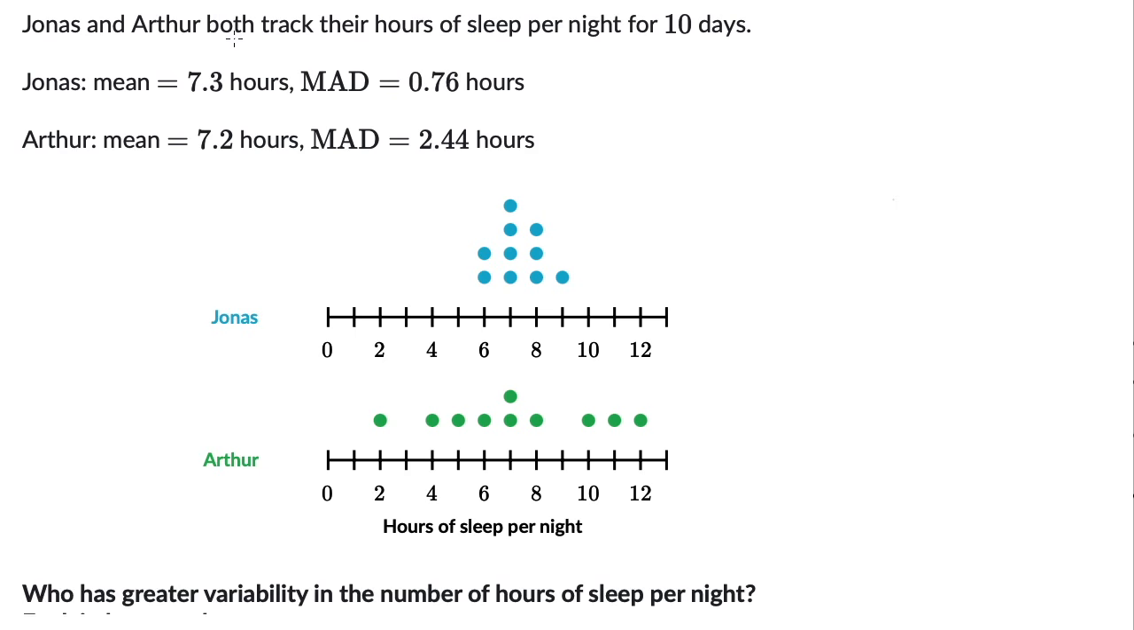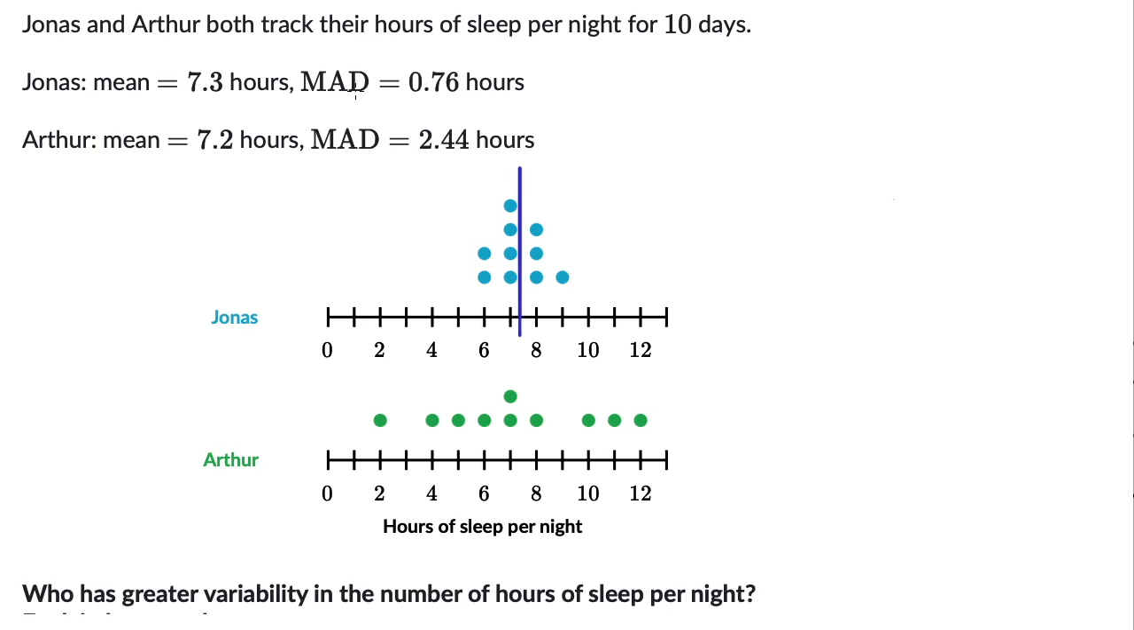Jonas and Arthur both track their hours of sleep per night for 10 days. Jonas's mean is 7.3, Arthur's mean is 7.2, and then we see MAD in caps here, which stands for mean absolute deviation. Now this sounds really fancy, but really what's happening is for every data point, for example, Jonas here, 7.3 hours is the mean. They calculated that for us, so that's going to be right about there.